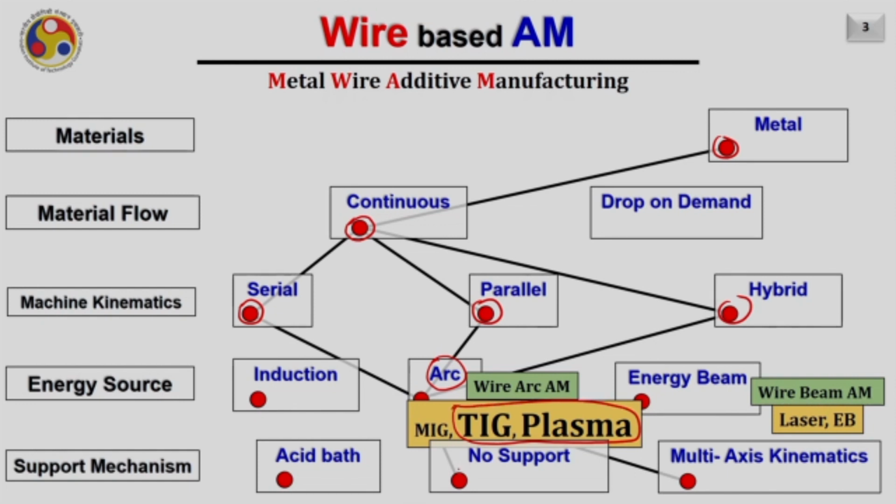Then we shall discuss the method of generating parts with no support, and the multi-axis kinematics, where we can tilt the component and build the part to eliminate the need for a support mechanism.